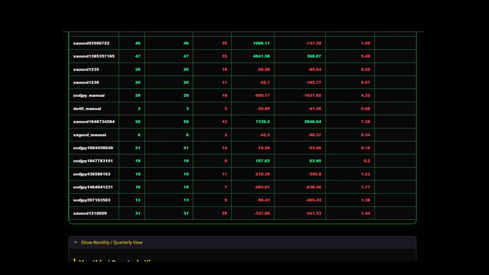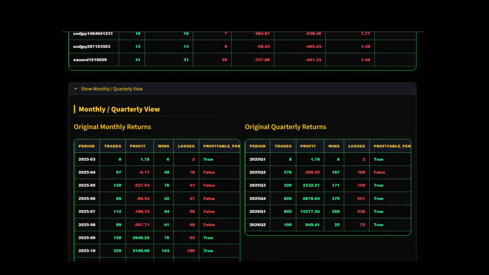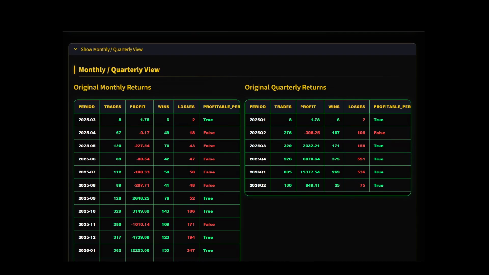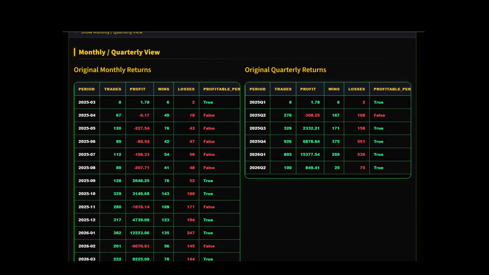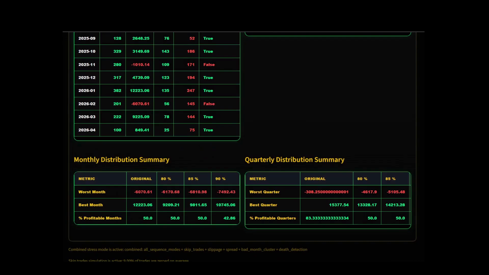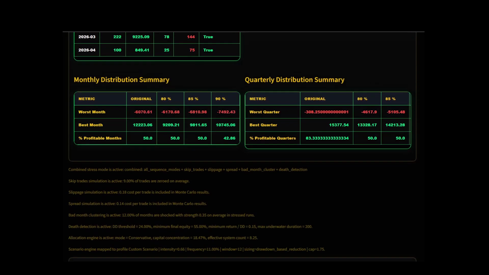After that, we open the monthly and quarterly view. This section shows the original monthly and quarterly returns. It gives a simple time-based view of the statement before the deeper Monte Carlo interpretation. Below that, the monthly and quarterly distribution summaries show the worst month, best month, and the percentage of profitable months or quarters across the stress levels. So this section helps connect the Monte Carlo result back to real calendar-based performance.